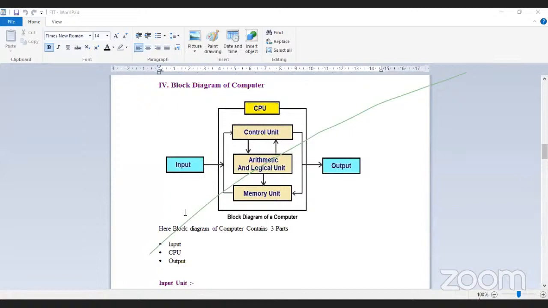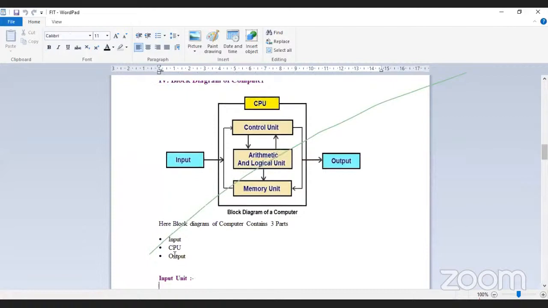Thank you. So in today's class, we'll discuss what is the block diagram of a computer. In the previous session, we discussed the input unit and output unit, as well as some points about the CPU. What is the meaning of input? If I want to communicate with the computer, I should give some inputs, with the help of some devices. What are the devices? Input devices. The best examples are keyboard and mouse.